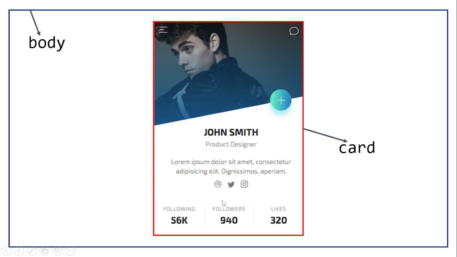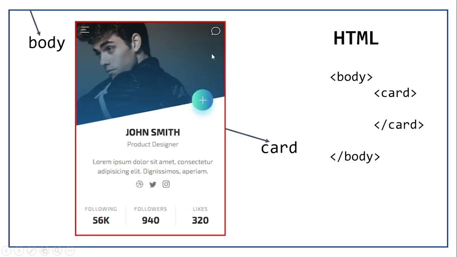When you look at this card, the first thing you see is that we have a card inside a body, our container. In this case, we consider the body as a container, and then the card is inside this body. That one is very easy to understand. Our HTML will look like this: we have a body, and inside the body we have a card.